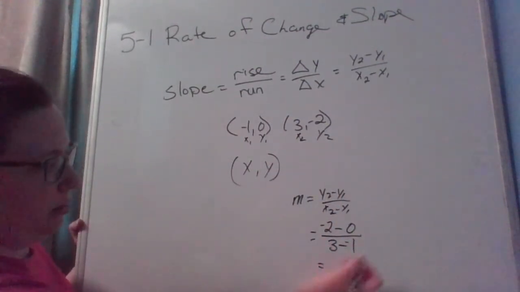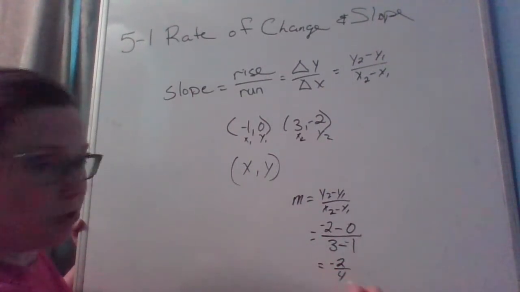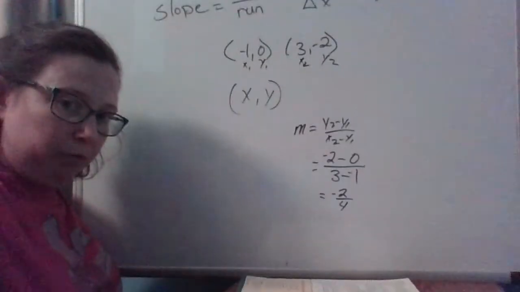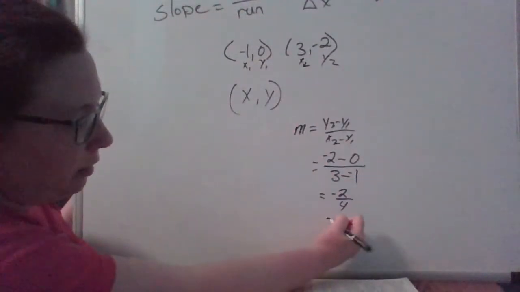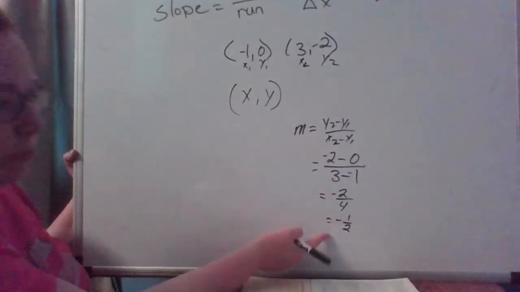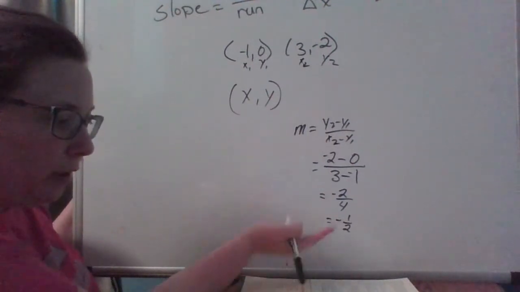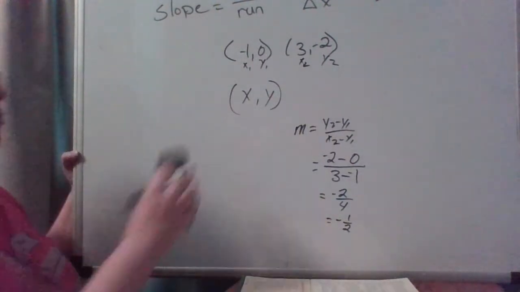Now I can go ahead and do this math, and I get -2 over 4. -2 over 4 reduces to -1/2. So my slope here would be -1/2. Try Got It 3 and come back and I'll solve that for you.